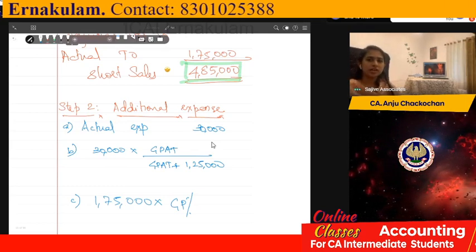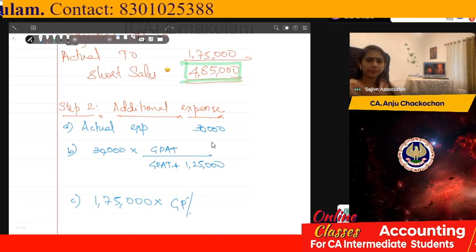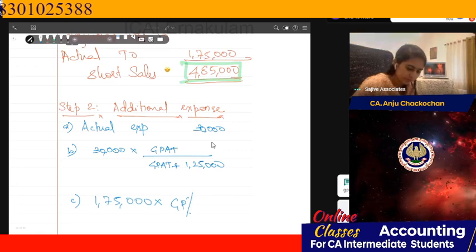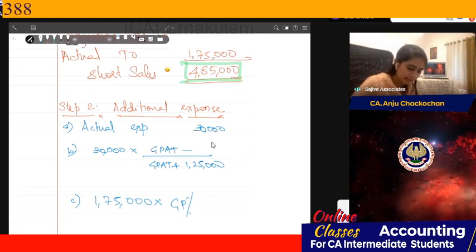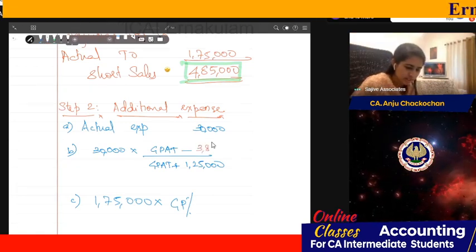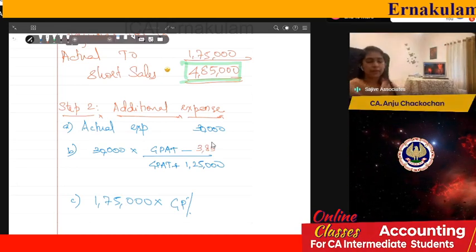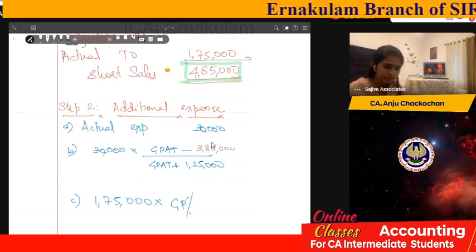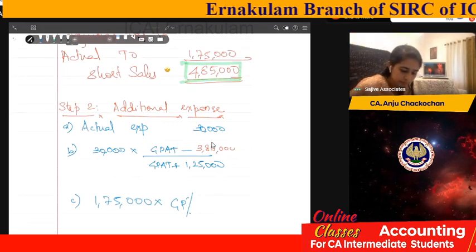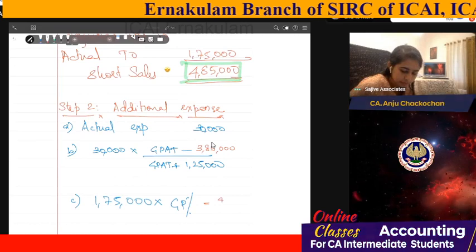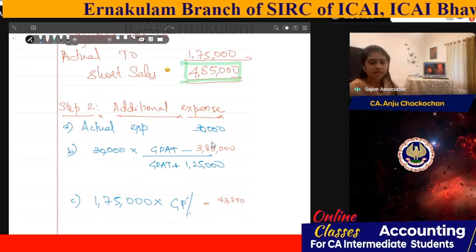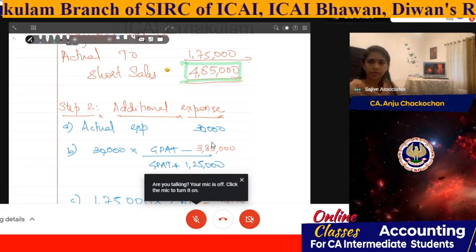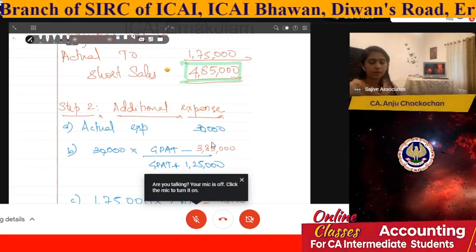Using calculators. Facing any trouble? Anyone? GPAT is 3,85,000. Good. 3,85,000 is the GPAT. Perfect. GPAT is 3,85,000, and the last one will be 43,750. Take your time, everyone. Not an issue.